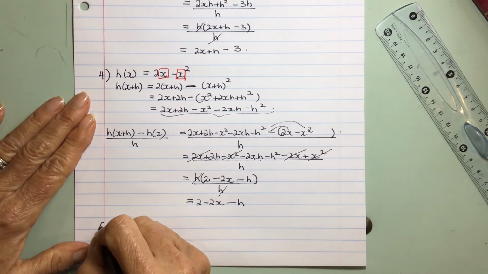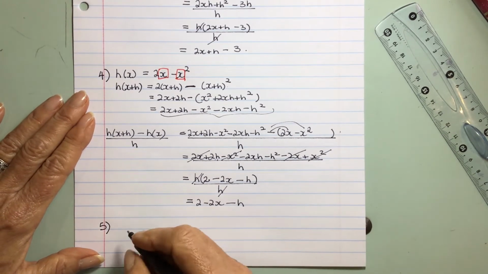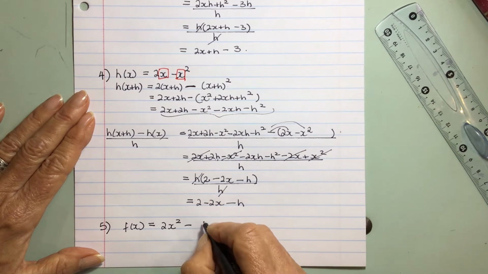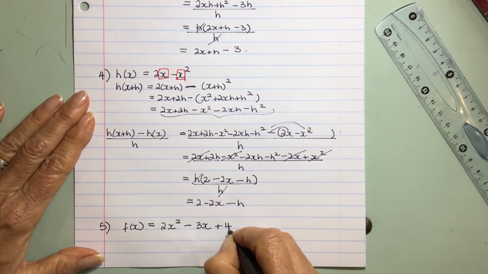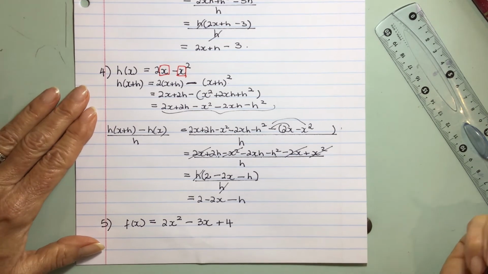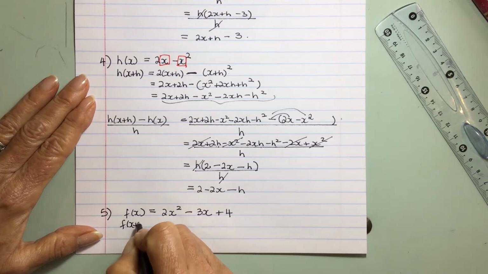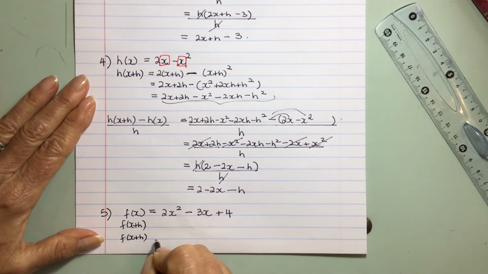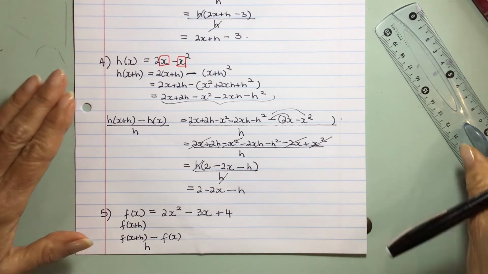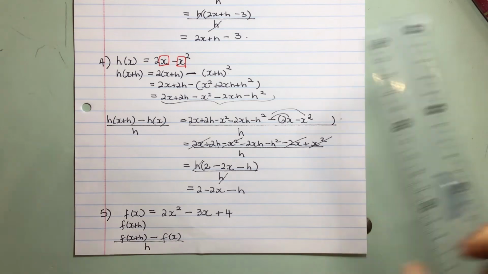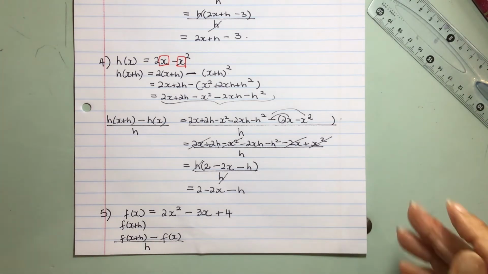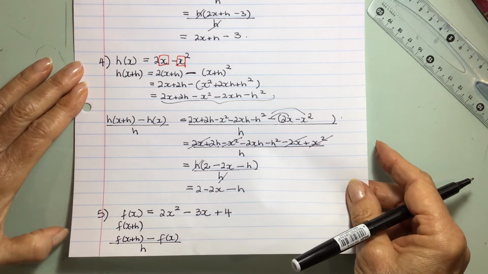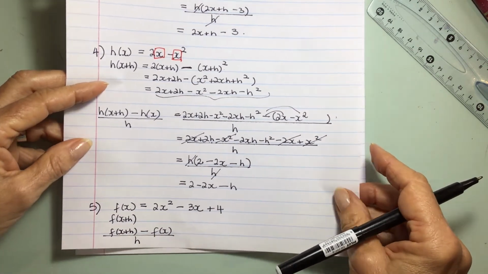Right. Example 5. So I think, don't you, that you could try this yourselves. F of x equal to 2x squared minus 3x plus 4. All right. Will you try it yourselves? Work out f of x plus h and then substitute into the formula f of x plus h minus f of x all over h. And I'll do it as well, and we'll compare answers, and you can tell me if I'm correct. Right, number 5. Okay, pause the video or whatever you do and work it out, and I'll work it out same time.